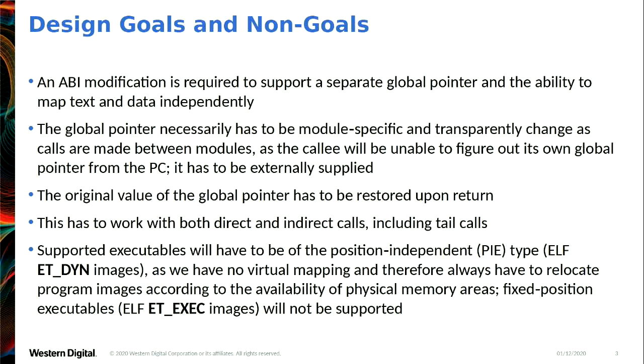which is because there is no relevance anymore to the PC as with the existing RISC-V psABI. And also, the original value of the global pointer has to be restored when a call returns. This has to work for both direct and indirect calls, which has some implications which I show later on, and also for tail calls. The minor detail here is when you have a tail call, obviously you don't have to restore the global pointer. So if you've got a function that only has a single tail call, there's no need to store the global pointer and restore it.